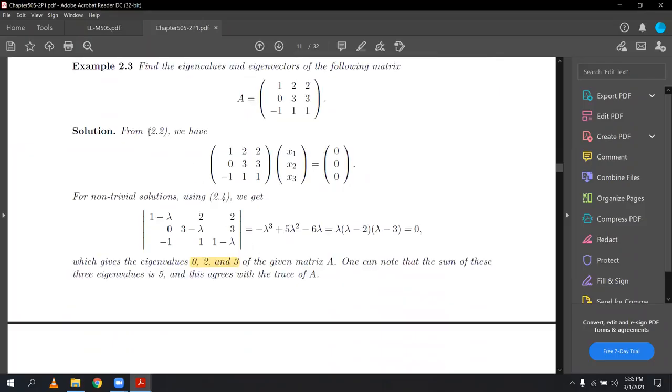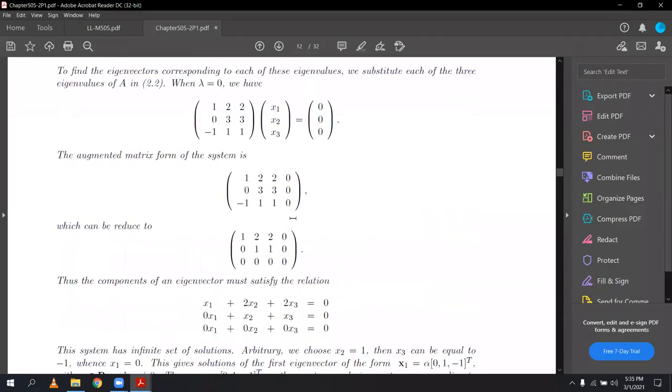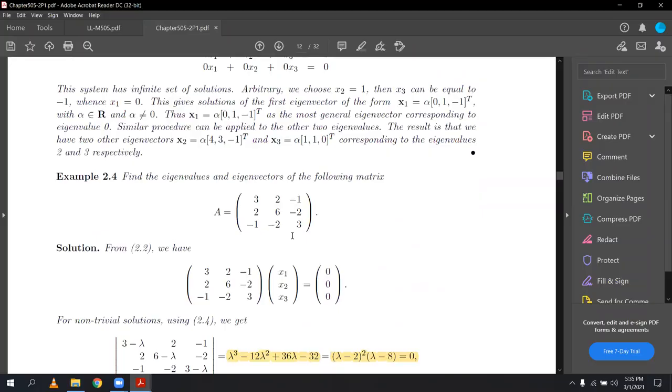I give this another example, and we have 3 eigenvalues. You calculated 0, 2, and 3, and you can see what is the sum of the eigenvalues? 5. What is the trace of A? It is 5. So alhamdulillah, things are okay. And then you can easily find the eigenvector corresponding to each one. This is a good example we have here now.